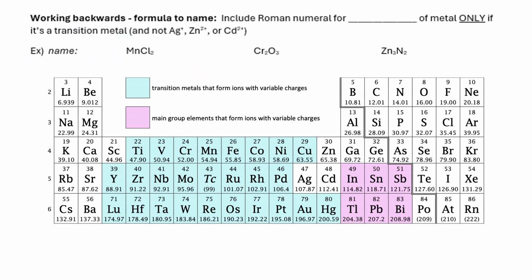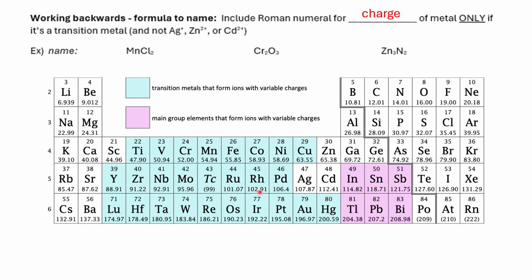So if we were to work backwards, if we are given the formula and we need to know what that Roman numeral is, how do we do that? Well, first of all, the Roman numeral, we've kind of already said this, stands for the charge of the metal. And it only needs to be included if we're dealing with a transition metal. And even among the transition metals, there are actually a couple that we don't include the Roman numeral for, and that's because they don't actually vary.